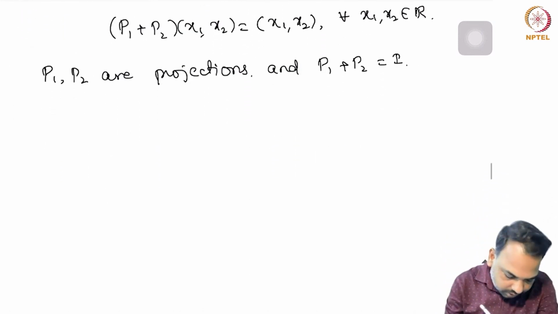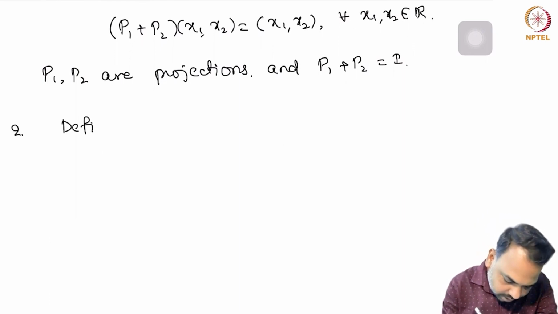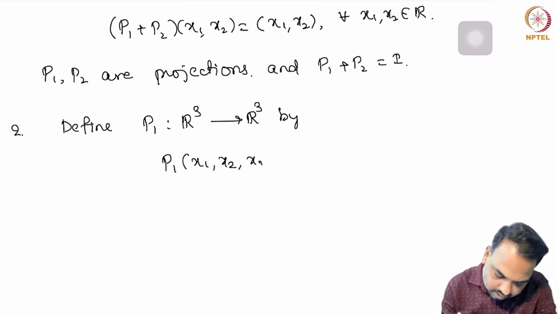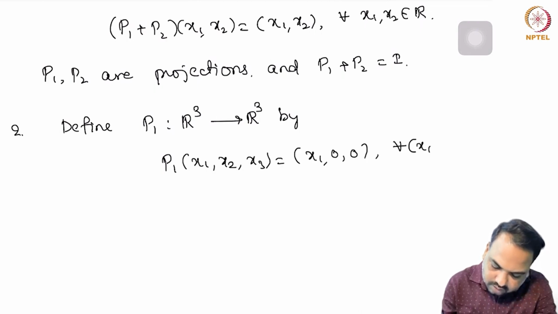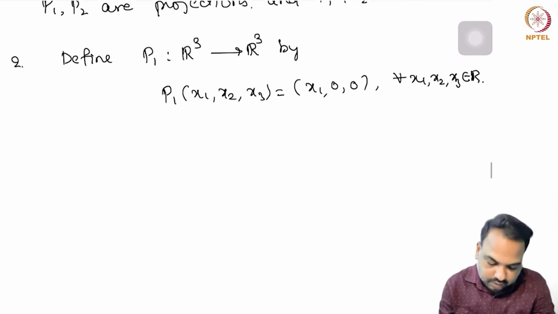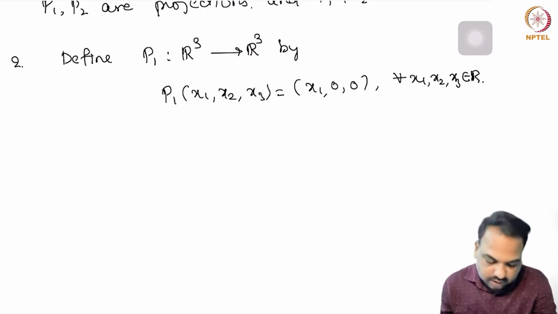Let us look at a few more examples. So define P1 from R3 into R3 by P1 of x1, x2, x3 as x1, 0, 0 for all x1, x2, x3 in R. So we can show that this is again linear and this is also bounded and it's a projection.